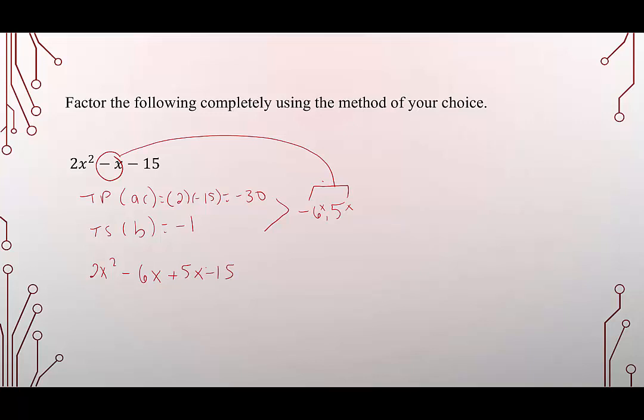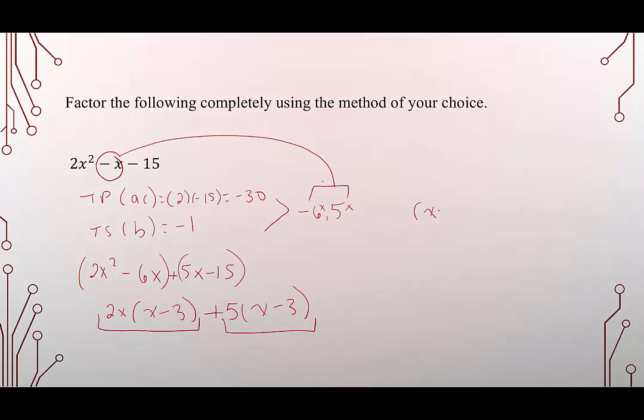What I've done is I've created 4 terms, so now I'm ready to factor by grouping. Group our first 2 terms, group our second 2 terms. Now, in each of these groupings, look for a GCF. 2x squared and 6x have a common factor of 2x. That would leave behind x minus 3. In the second grouping, 5x and 15 have a common factor of 5, leaving behind x minus 3. I got this down to 2 terms. I have 1 term here and 1 term here, and those 2 terms have a common factor.